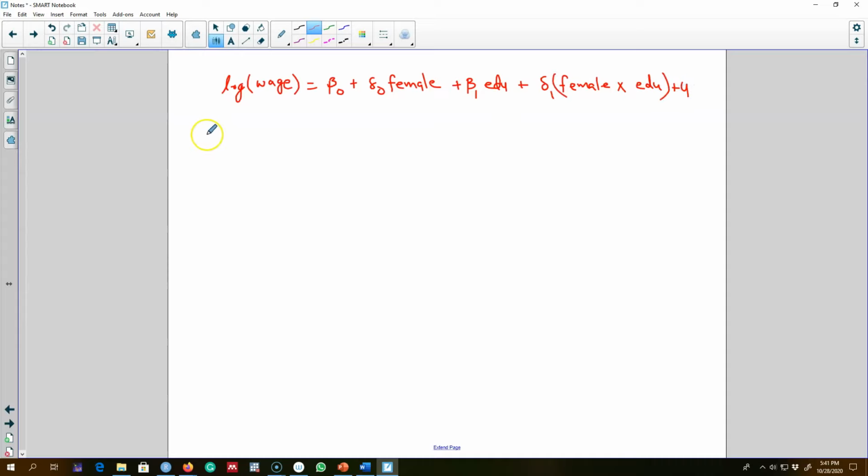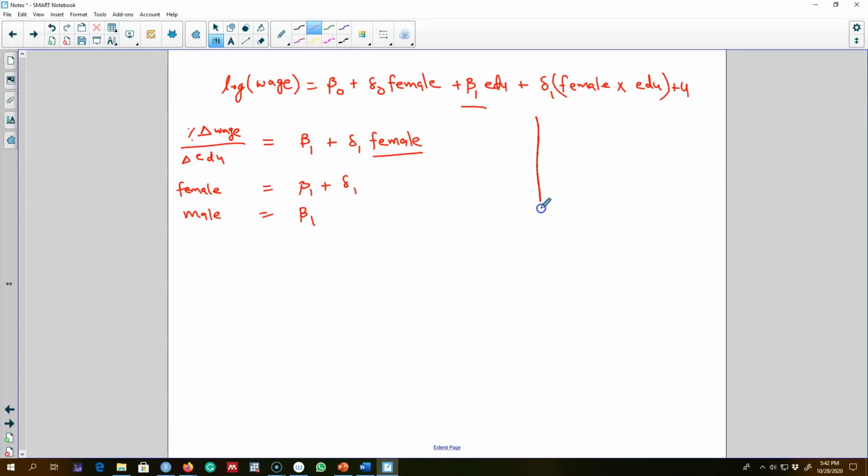So now we can show that percentage change in wage with respect to change in education is equal to beta 1 plus delta 1 female. For female, it will be beta 1 plus delta 1, and for male, because this dummy variable is 0 for men, the slope of the line will be beta 1. So essentially, delta 1 here is the difference between the slope of the line between men and women.